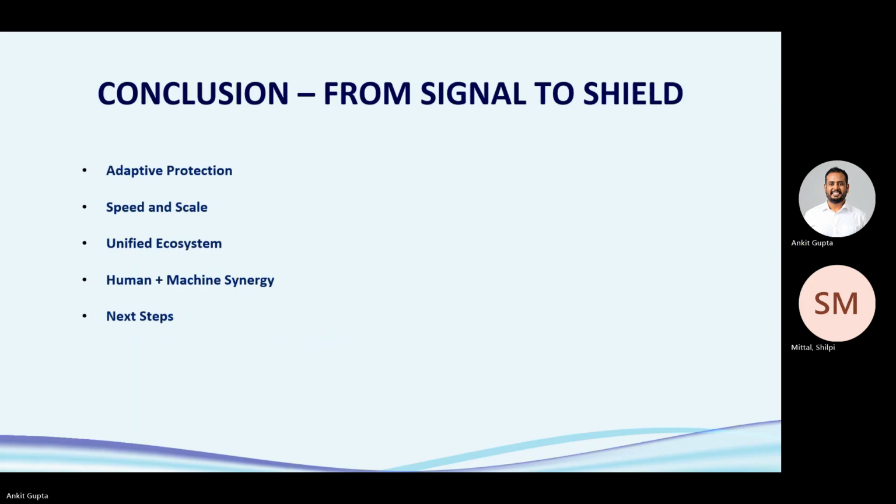As we conclude, let's reflect on the theme from signal to shield. With M365, this isn't just a slogan, it's an achievable reality for defenders. Threats are constantly evolving, but Microsoft defenses adapt as well.